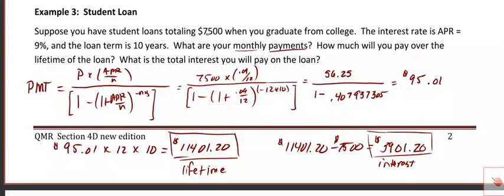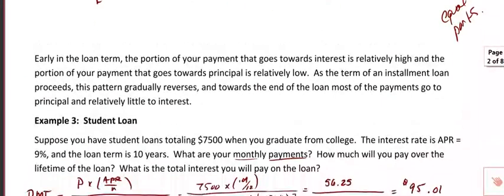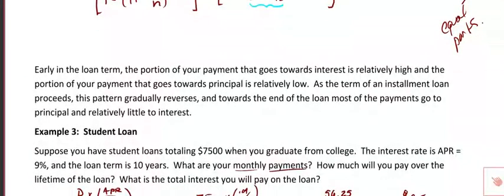The interest rate on this loan is 9%, and the loan term is 10 years. So we want to find out what our monthly payments are. Let me pull this down a little bit. Once we determine our monthly payments, we want to figure out how much I'll pay over the lifetime of that loan, and once I know that, how much interest I actually paid on that loan. Basically, it's what the bank charges for loaning you that money, the interest.